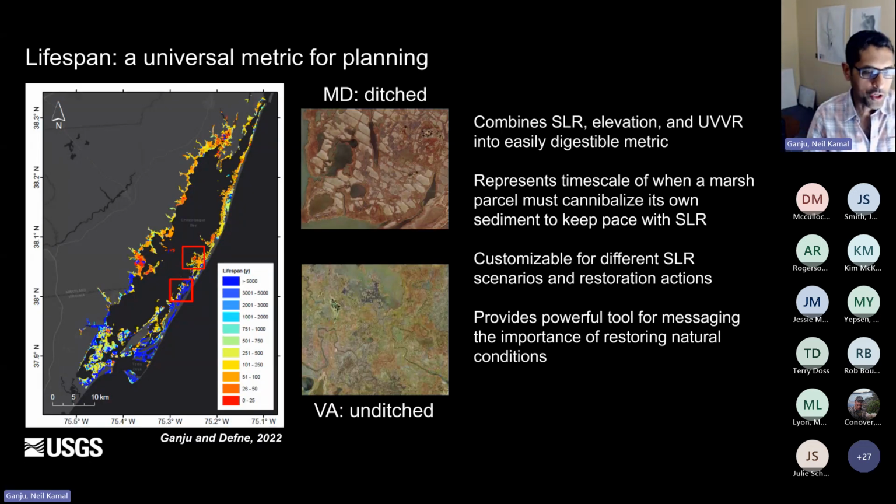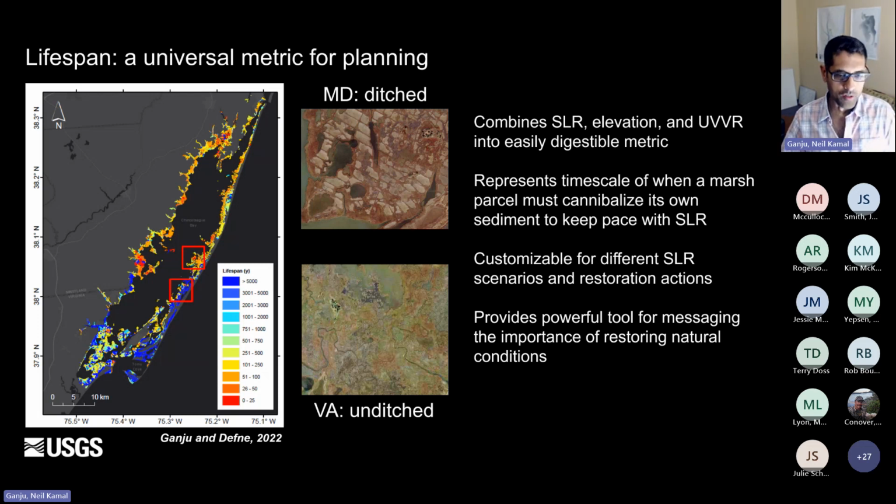The last metric I wanted to show, I'm not going to spend too much time on this, but know that it is available online as well. We're just rolling out a calculator that can calculate the marsh lifespan using our data. And that's also in that Chesapeake Bay paper that I mentioned.